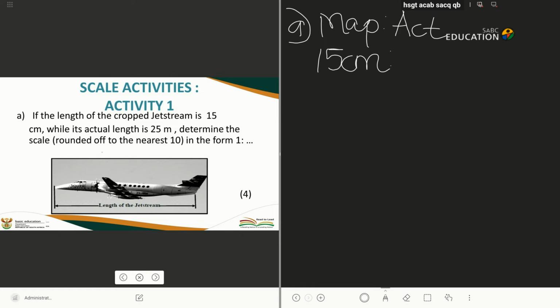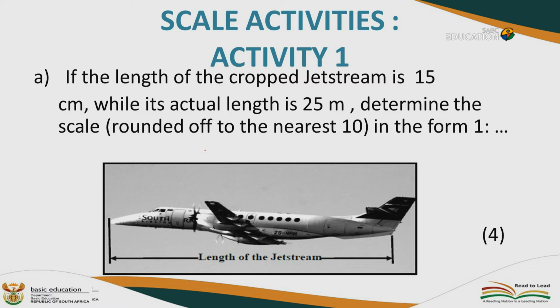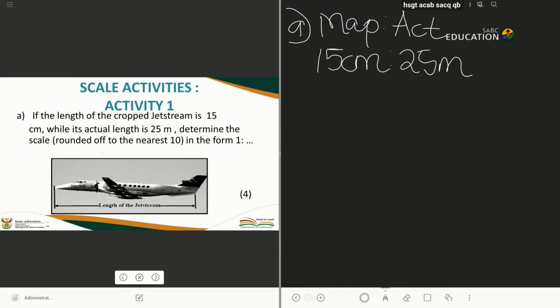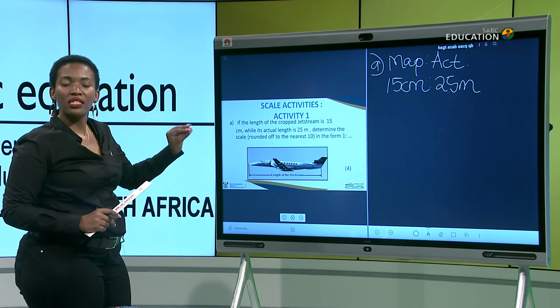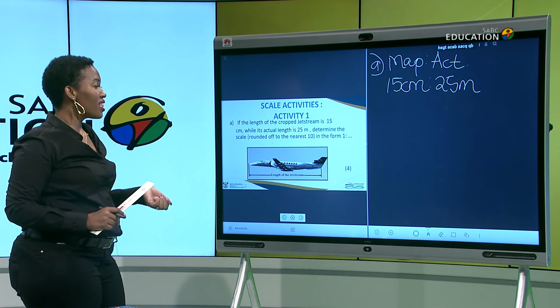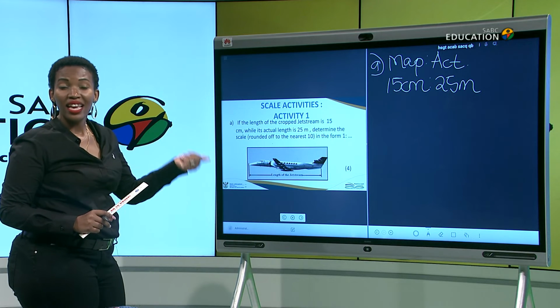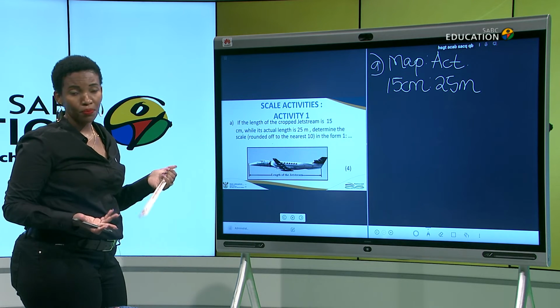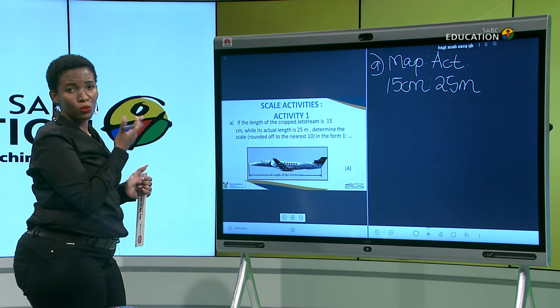So the length of the jet stream is 15 centimeters, while its actual length, so they've also determined the actual length for us, is 25 meters. So here under actual, I'm going to write 25 meters. Determine the scale rounded off to the nearest 10 in the form 1 is to something. So we need to use these measurements to determine the scale that was used here. And then secondly, our scale has to be to the nearest 10, and it has to be in its simplest form. We are going to follow the same procedure that we followed with our examples.